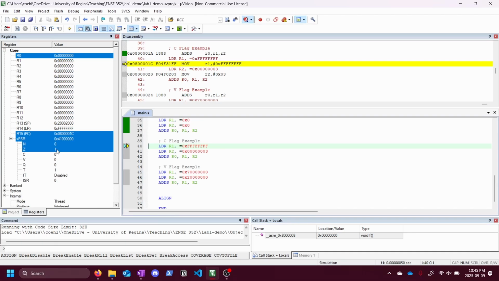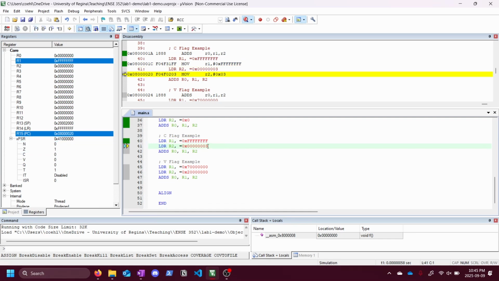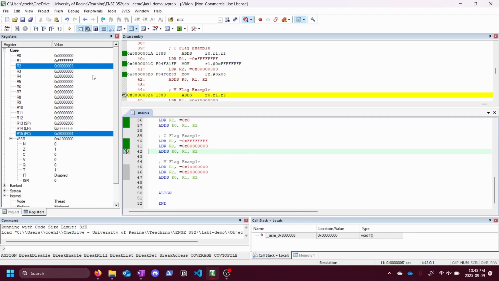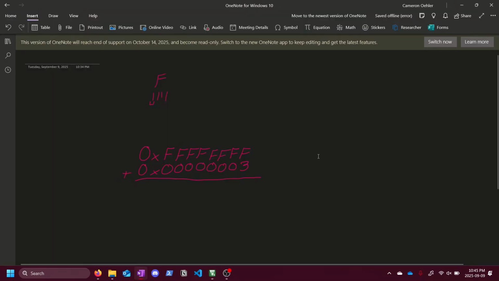So what we're going to do is load into R1 a bunch of F's, and we're going to load into R2 a hex 3. Okay, so those are loaded in there. And let's do the math beforehand so I can sort of explain how this is going to work.